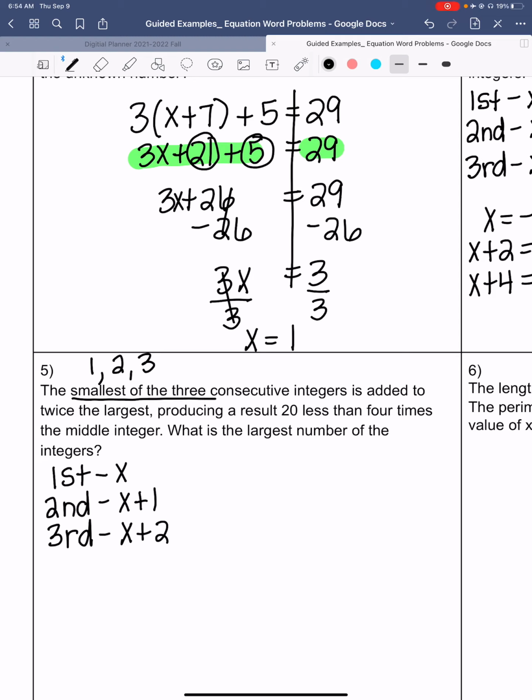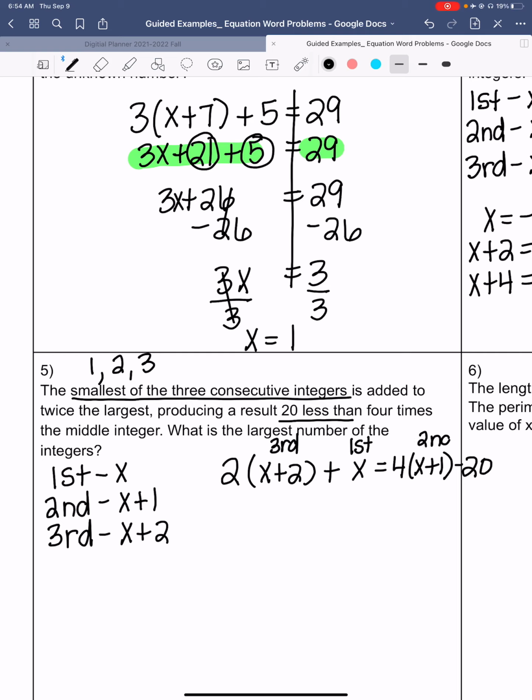The smallest of the 3 consecutive integers is added to twice the largest. So twice the largest. This is the largest, this is the third number. We're going to add to it the smallest, which is the first number, producing 20 less than, so remember that's going to go at the back, 4 times the middle. So the middle is going to be x plus 1, minus 20. And that middle number is the second.